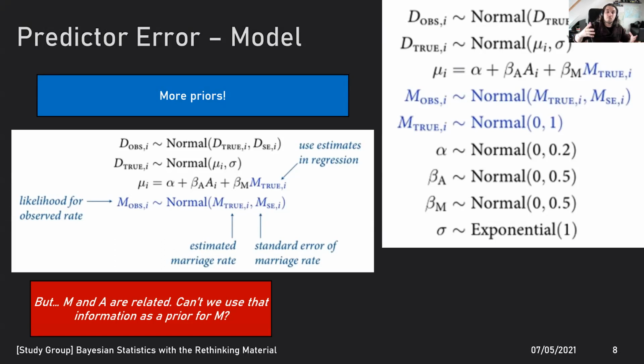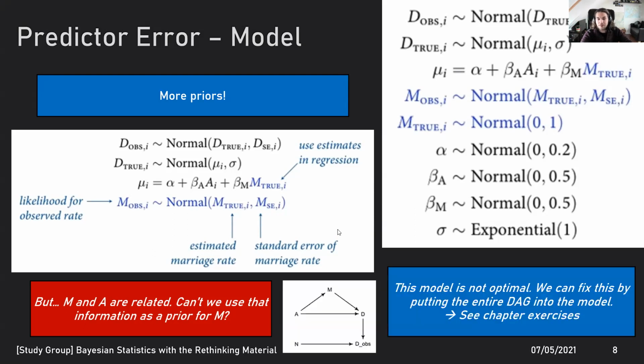And this will also lead us to rethinking the DAG, since we are now building a relatively complex model. We can now realize that M and A, so marriage rate and age, are related in our DAG, as they are in real life as well. The older you get, the more people will be married just because they had more time to get married. So can't we use that information as a prior for our marriage rate? Can't we say that as people get older, the marriage rate will probably increase, and get that information into our prior of the observed marriage rate?